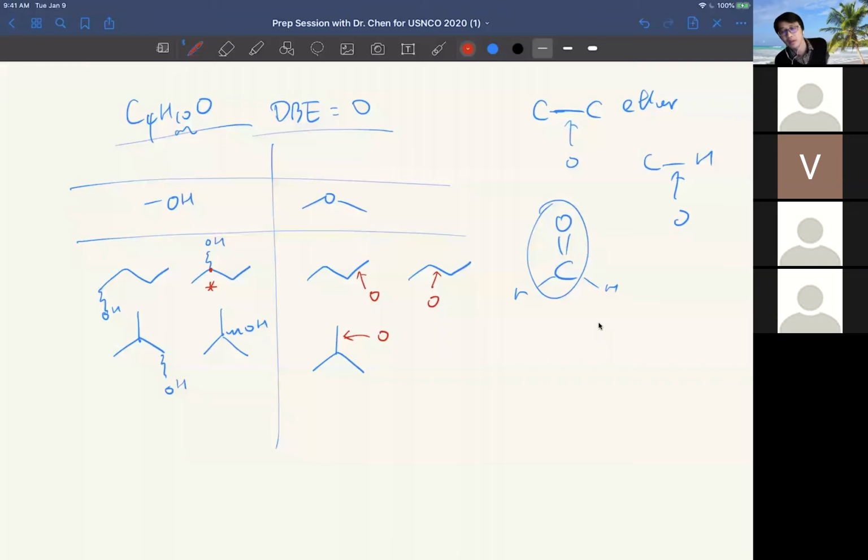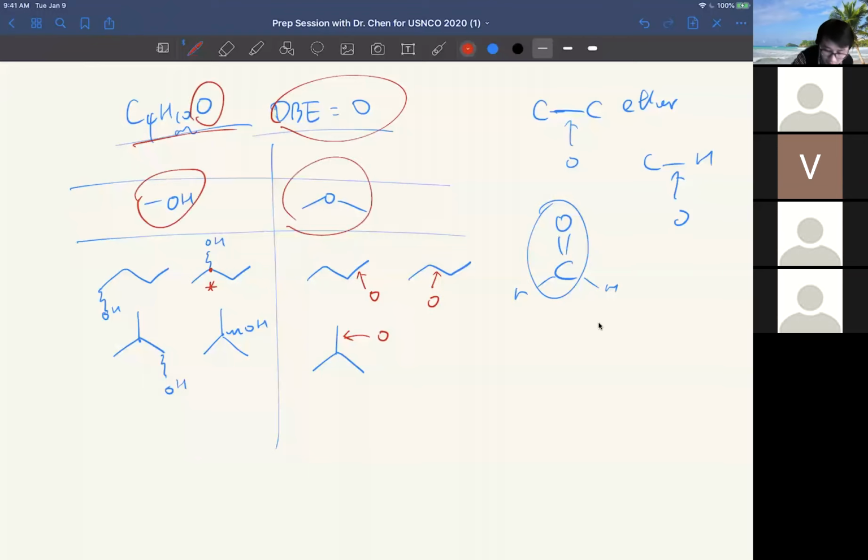Okay, so my final conclusion is there are 8 isomers. The first step is to calculate DBE. As you can see, 4 carbons should have 10 hydrogens if it's saturated, which means the DBE is 0, so there shouldn't be any double bond or ring. So the only possible functional group for one oxygen is either an alcohol or an ether.